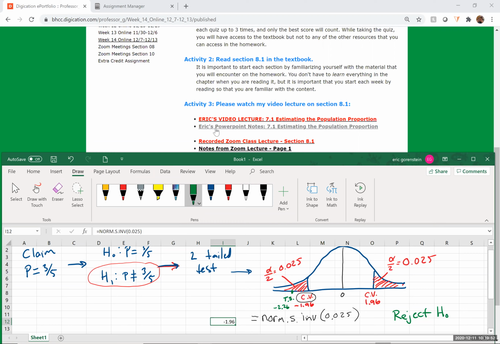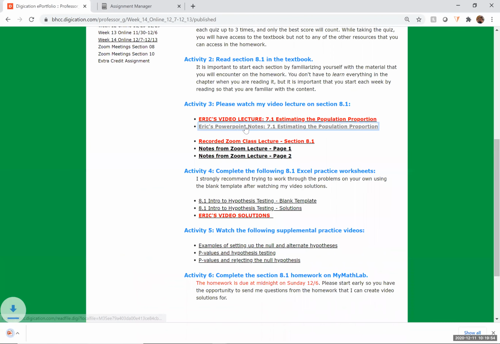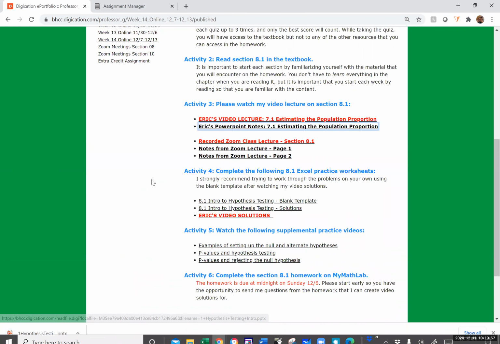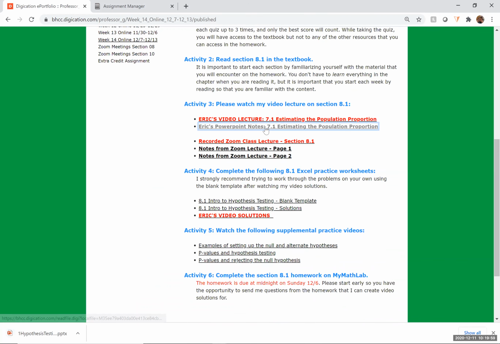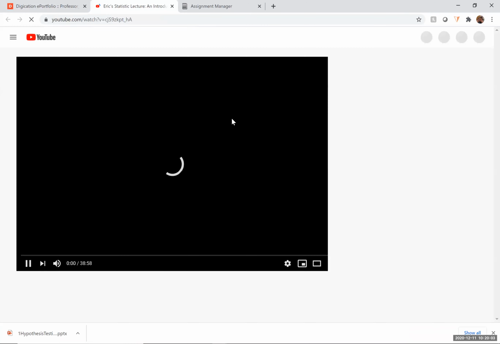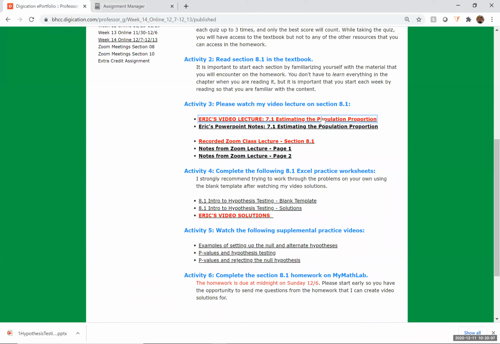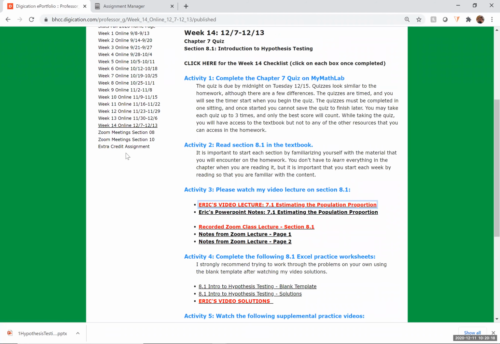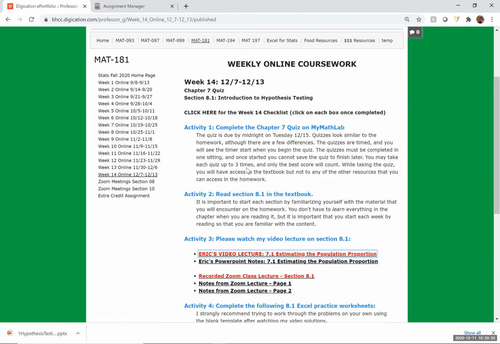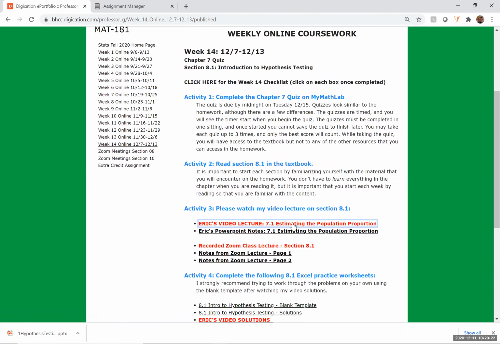Oh, I think I have these labeled incorrectly. I hope it's the right one. Okay, yeah, sorry. This says 7. This is the wrong text, but when you click on it, it's the correct one. Let me just make sure. Yeah, okay, that's good. Sorry, I need to change the text here, but this is the 8.1 lecture video and the 8.1 notes. Sorry about that.